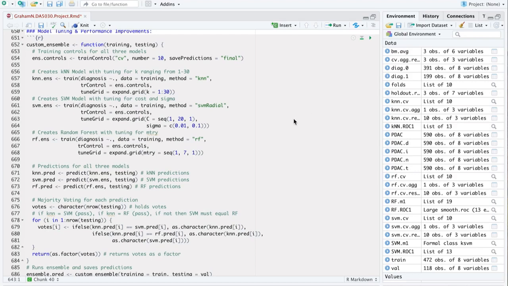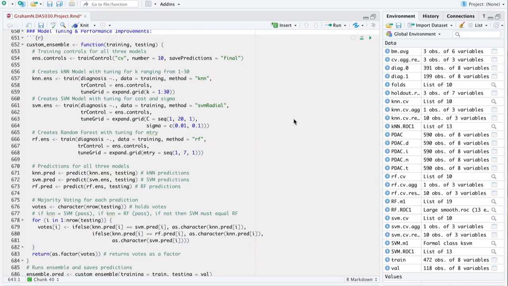I built the ensemble model by training each model using tenfold cross-validation and adjusted parameters for each model. For the KNN model, I tested k between 1 and 30. For the support vector machine, I tested cost values from 1 to 20 with corresponding sigma values being 0.01 or 0.1. That was the default for the previous model.